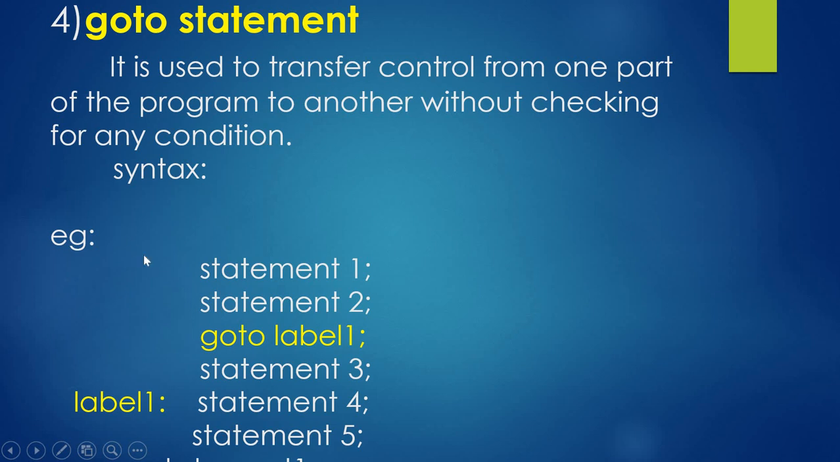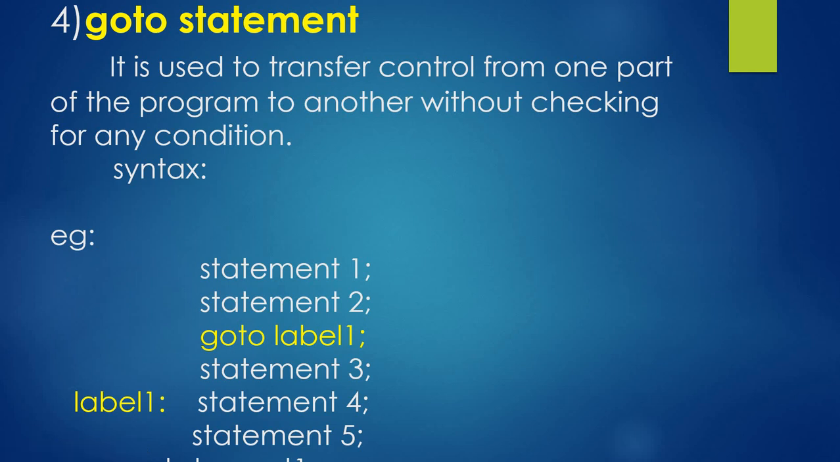See this example: statement 1, statement 2, goto label 1. This is the syntax: goto label 1, semicolon. Then statement 3, statement 4, statement 5. Goto label 1 means after statement 2, which statement is executing? Statement 4 is executing. Okay. It is used to transfer control from one part of the program to another. But normally we are not using the goto statement in C++.